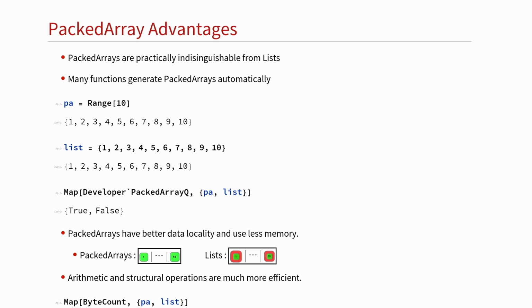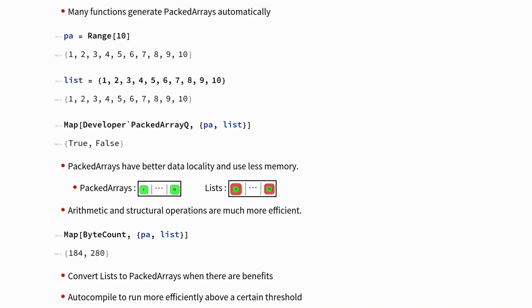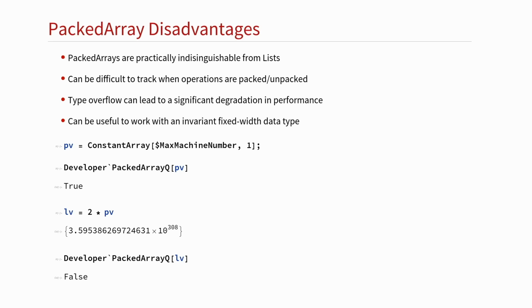Okay? So you can see here you have better data locality, but here you have more generality, because these things can live and they can mix with symbols, and they can mix with rational numbers and all the other types of expressions that we have in Mathematica. And another advantage is that packed arrays, because they use consecutive machine registers, they use less memory. Okay?